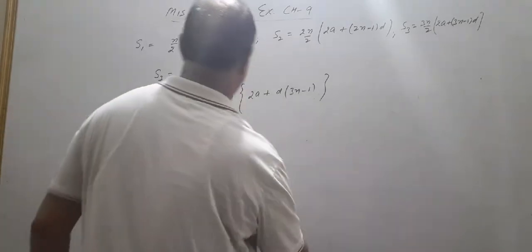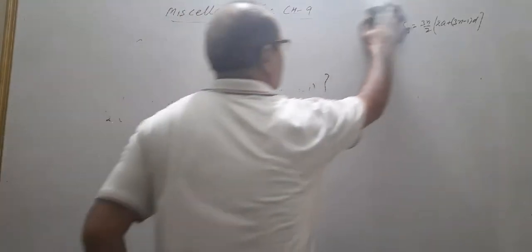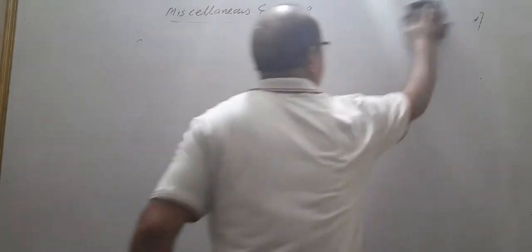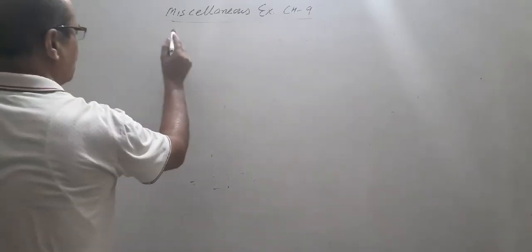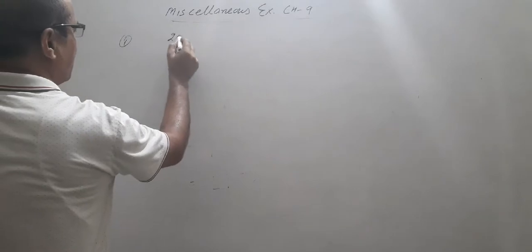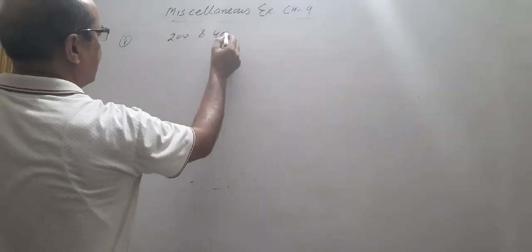Okay, good. Now after this third, I will start with another problem, that is question number 4. Find the sum of all numbers between 200 and 400. In question number 4 you have to find the sum of all numbers between 200 and 400 which are divisible by 7. Those numbers which are divisible by 7, you have to find the sum of the numbers.